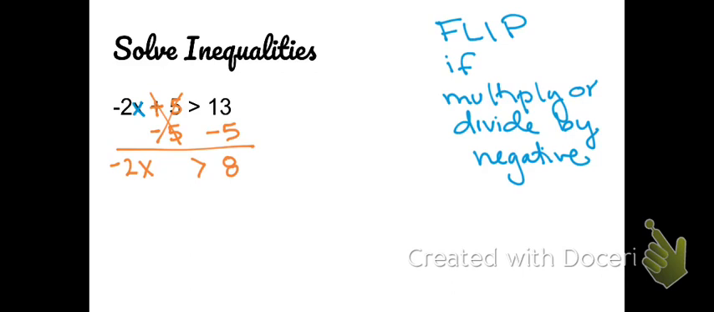Now let's undo this multiplying by negative 2 by doing the opposite, which is to divide by negative 2. And you need to do that on both sides. Because anything divided by itself is 1, you're left with x. 8 divided by negative 2 is negative 4. So do I flip the sign? Yes, because I just divided by a negative number. So I need to flip the sign. So it's not greater than anymore, it's less than. So all of the numbers that would work in this inequality are all of the x's that are less than negative 4.